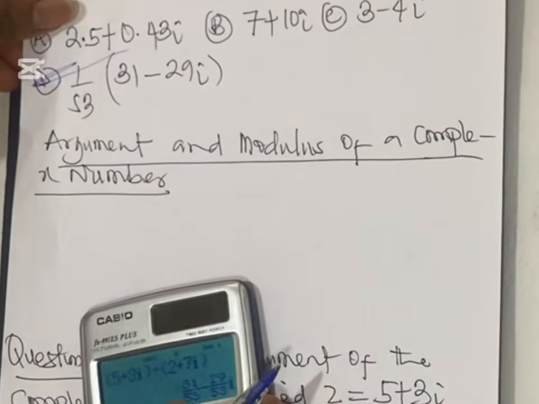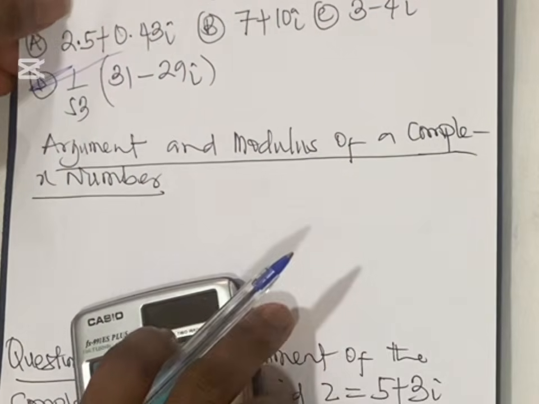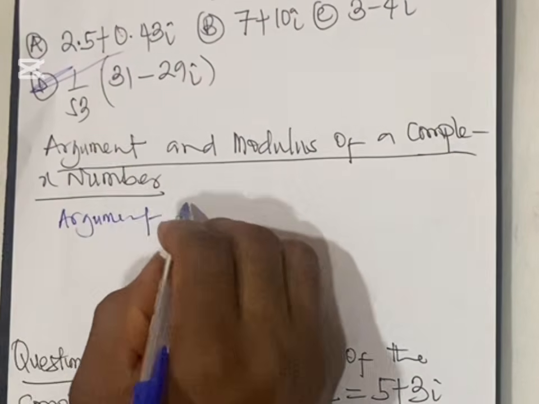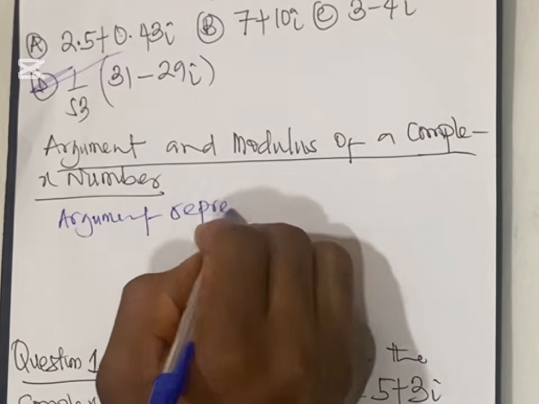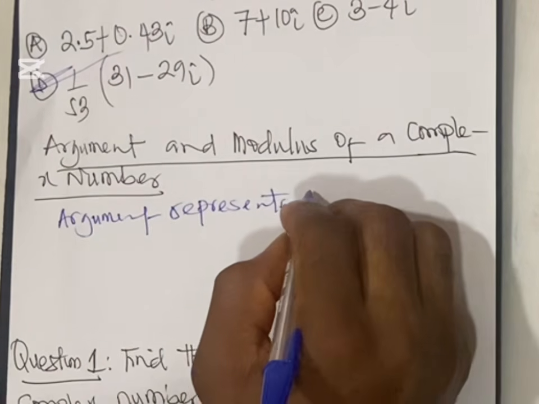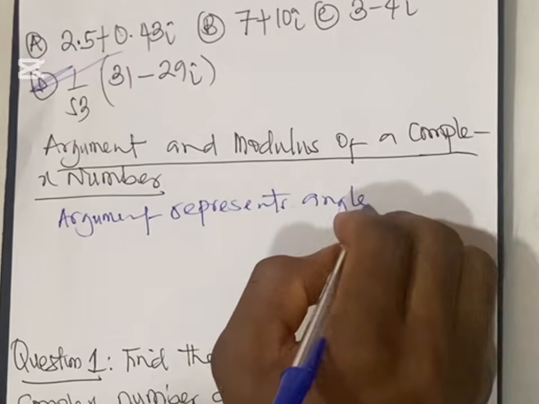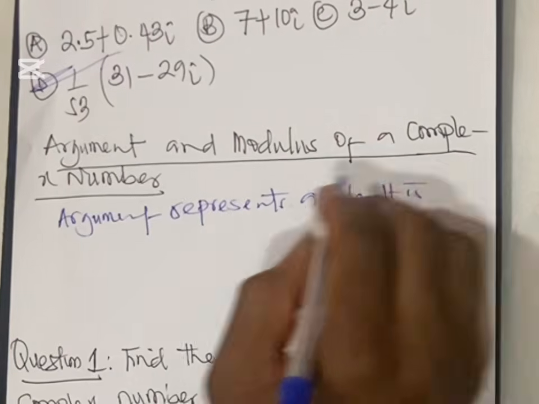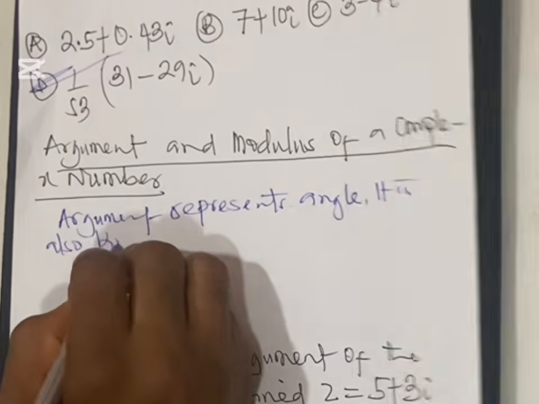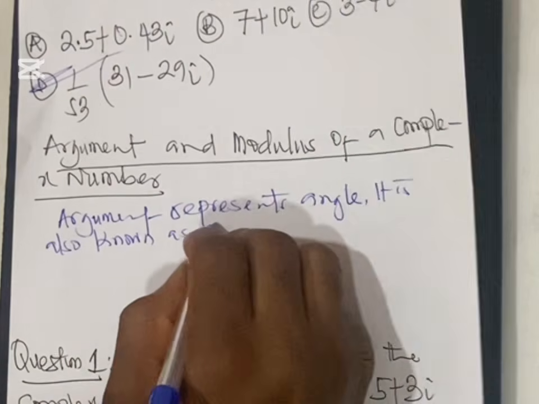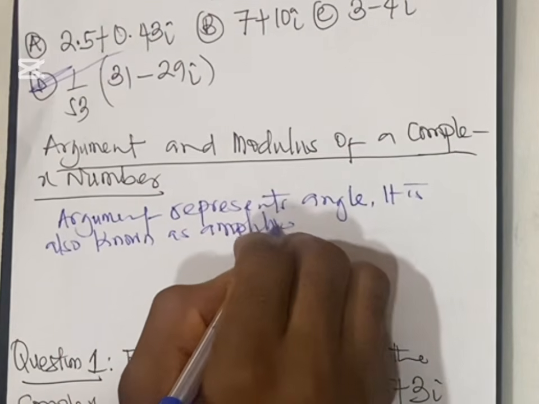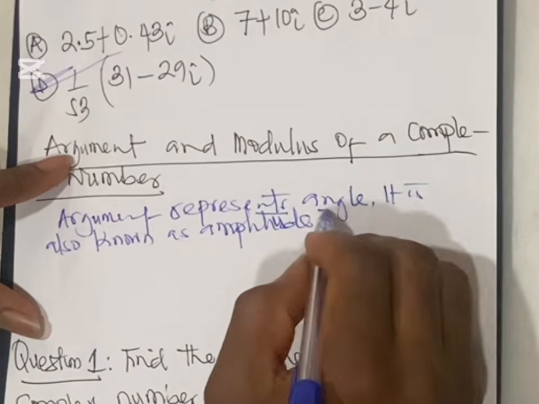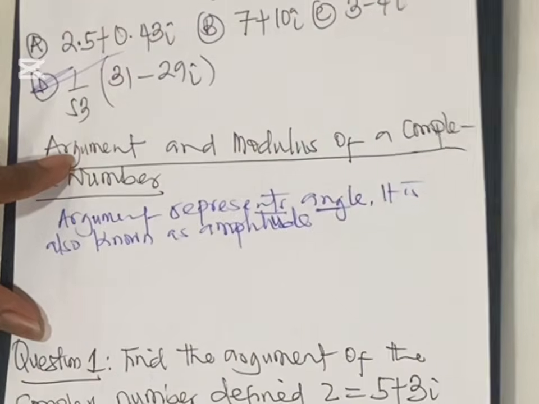So the next here is argument and modulus of a complex number. The word argument here simply represents angle. Please take note. It is also known as amplitude. So if you're asked to find amplitude in a complex number, it means that you're asked to find the angle. Please take note.